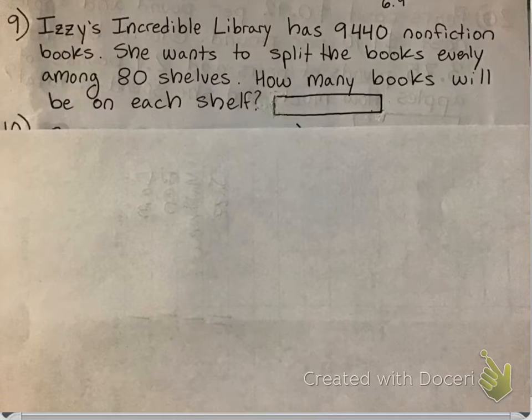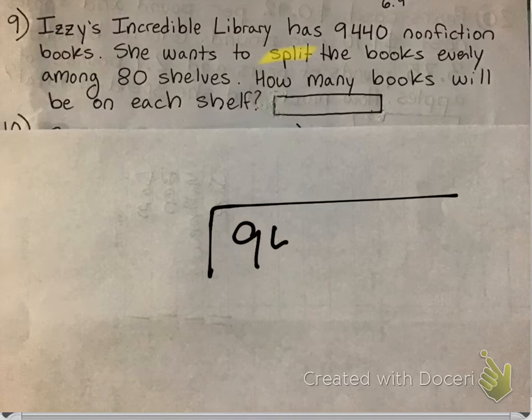Okay, this one's actually a lot easier and a lot of you guys freaked out. Izzy's incredible library has 9,440 nonfiction books. She wants to split the books evenly among 80 shelves. How many books will be on each shelf? What operation are we doing here, Daniel? Division. All we're doing is dividing 9,440 by 80.